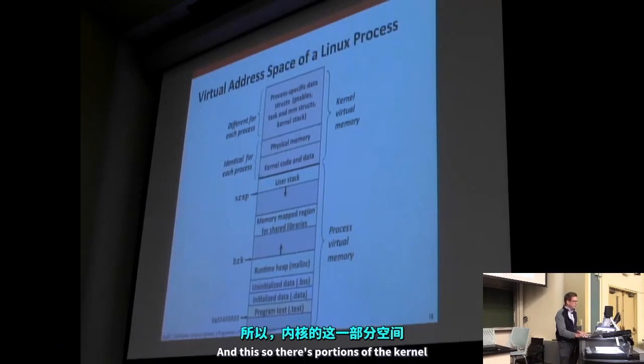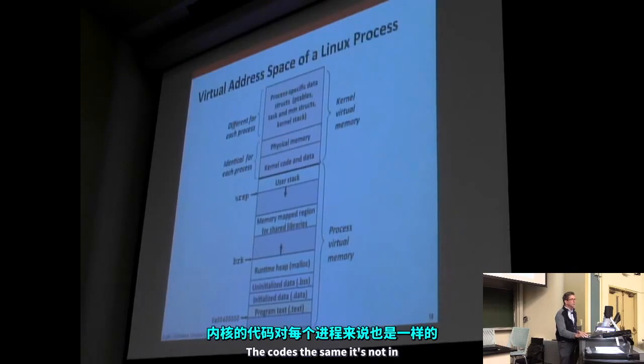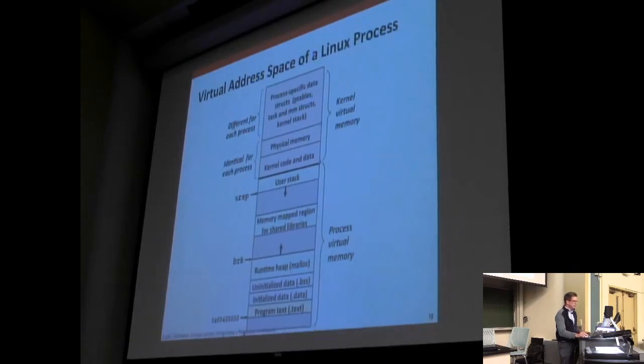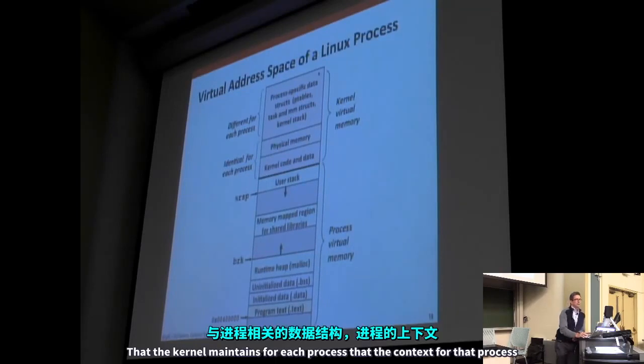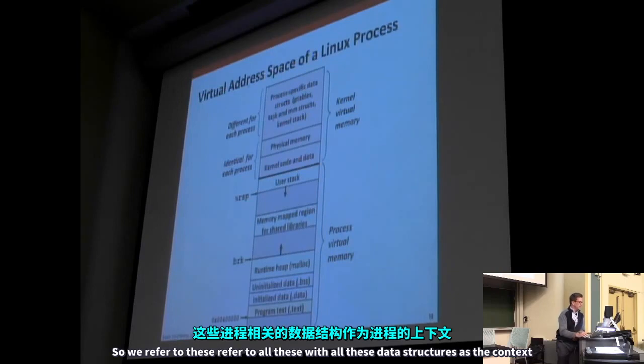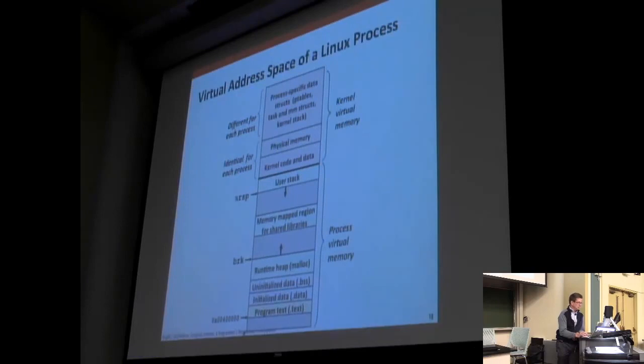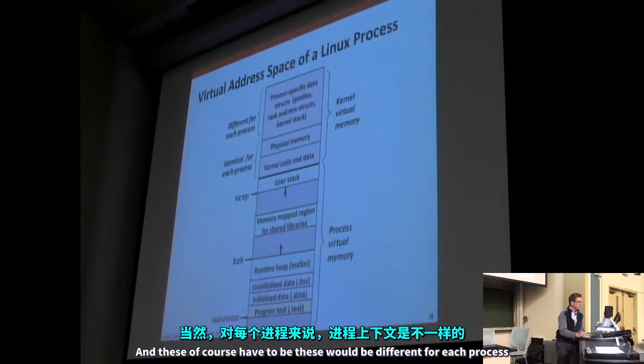So there are portions of the kernel that are identical for every process. The code's the same. But then there are process-specific data structures that the kernel maintains for each process that form the context for that process. So we refer to all these data structures as the context. And these, of course, will be different for each process.